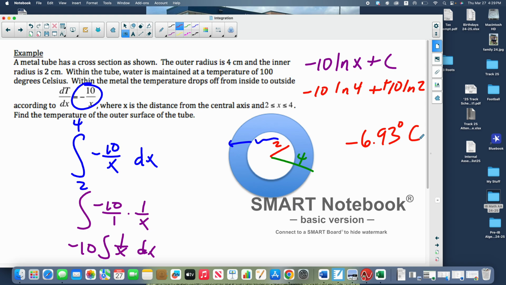Think through it real quick. Since this is the integral, this is the change in temperature from the inside to the outside. So the temperature has dropped 6.93 degrees. So if it was at 100 degrees Celsius, it dropped that. So now we're at 93.07 degrees Celsius. We can convert that if we'd like, but that's still going to be pretty hot. Probably would not be good to touch.